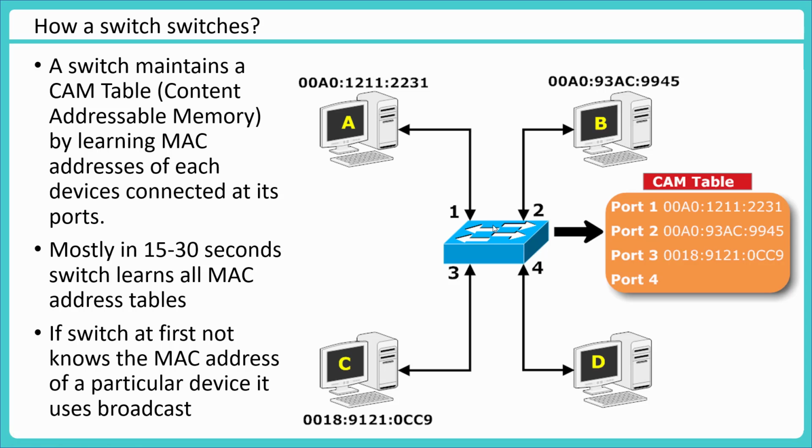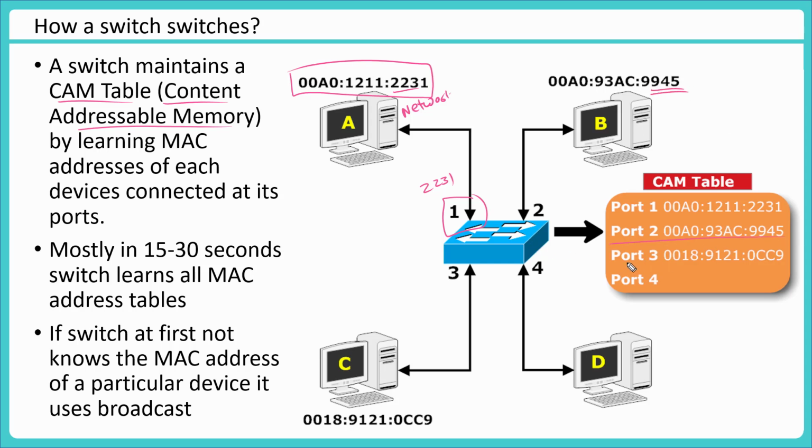Every switch has a memory which is called the CAM table, content addressable memory. As soon as you power on your devices, let's say this is my device A, B, C, D, they would have a network card, and that network card would send some signal out, and that will have the MAC address of the network card. So the switch received a packet on first number port. Now it knows, oh, there is a device whose number is 2231. So it learned about it. There is a packet coming from 9945 on port 2.